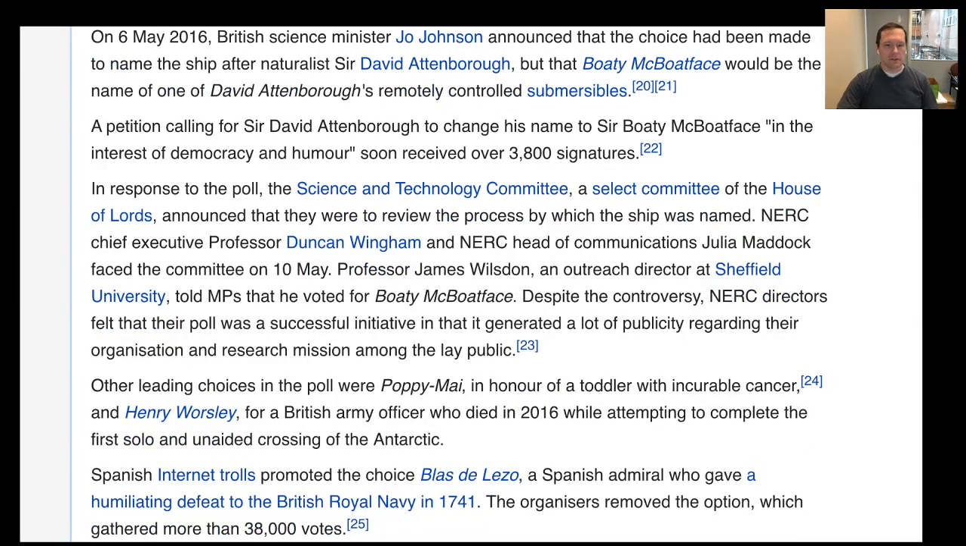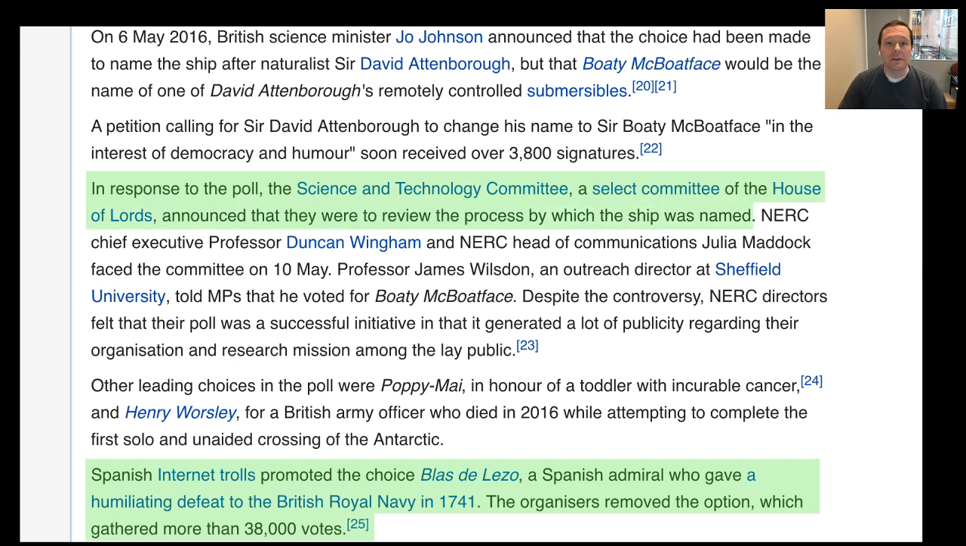So as it says, going to those who mentioned it wasn't necessarily secure. Apparently we had Spanish internet trolls. I kind of like it. And again, the organizers removed the option, which garnered more than 38,000 votes. So it's one thing to say, as they did, we may not pick the one that gets the most votes. It's something else entirely to remove an option, especially one that may or may not, depending on technology, have received that many votes.